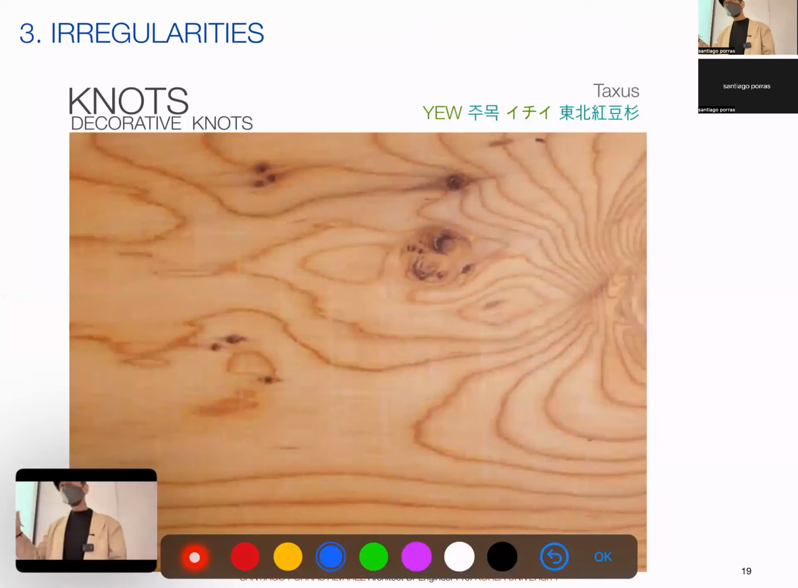And you see, sometimes the knots are appreciated because of the aspect, for giving a different character to the timber. This is again yew, Taxus, which is a timber which exists with varieties all over the world, right? And it's appreciated because of this very unique texture, right?